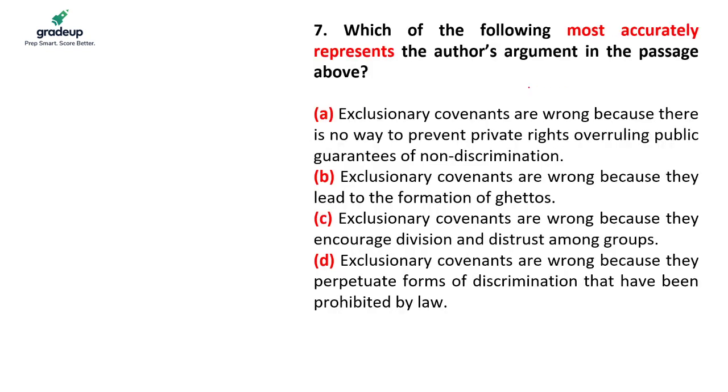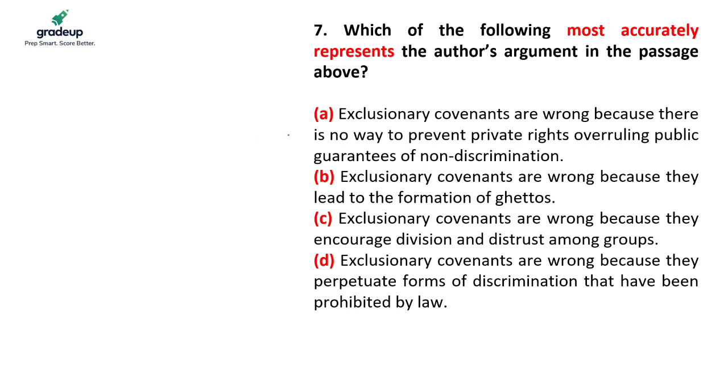Which of the following most accurately represents the author's argument in the passage above? Now, what is the primary purpose of the passage? Here, most accurately represents means what is the purpose of the passage? That is, you have to give the conclusion and the problem. The issue and the conclusion must be given. There is a problem discussed and there is a solution given. Both must be part of this primary purpose. That's why he sat down to write.